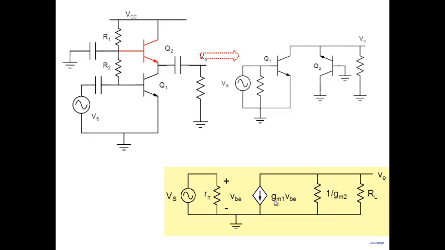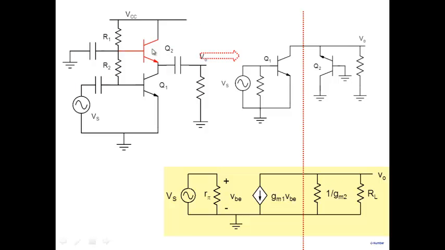And what is the gain that I will get? GM1 multiplied by 1 over GM2. And note, both the transistors are connected in series. They have the same current. Same current means GM1 is same as GM2. And therefore, you'll end up with a gain which is practically 1.